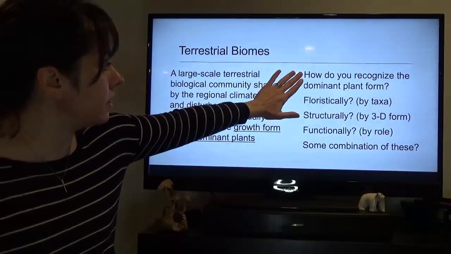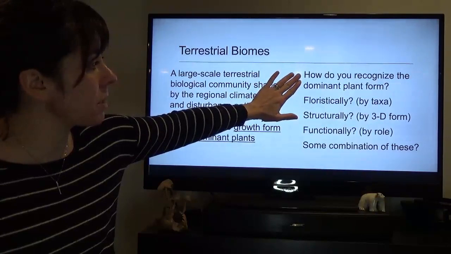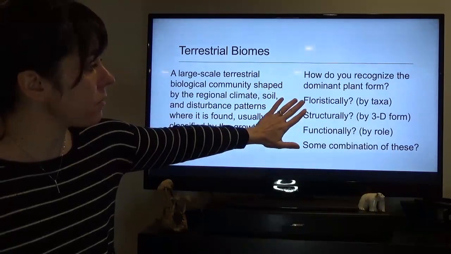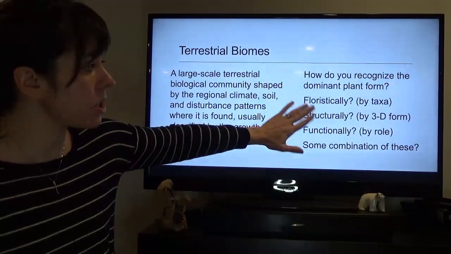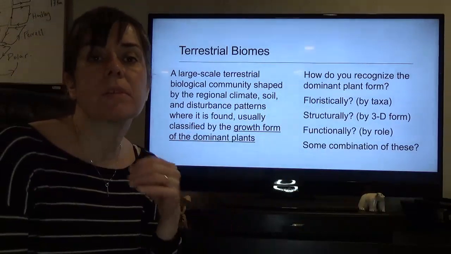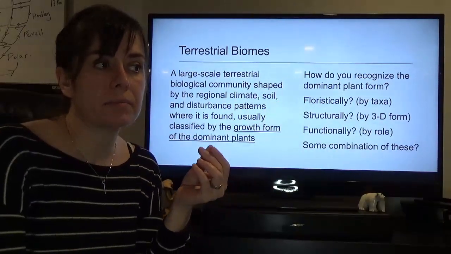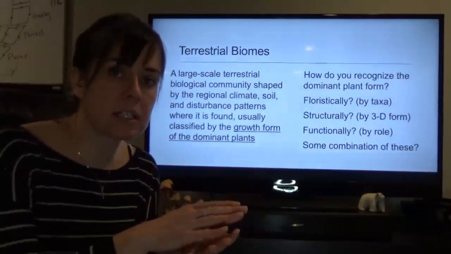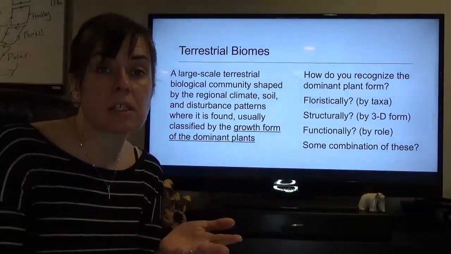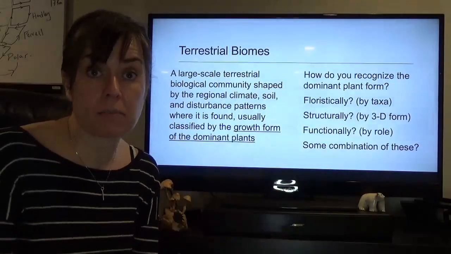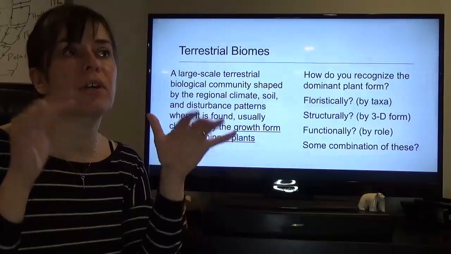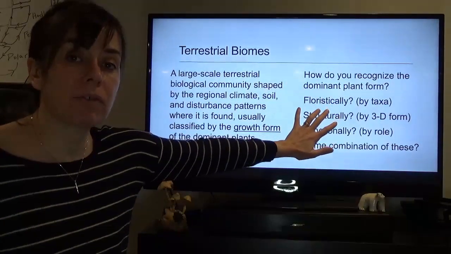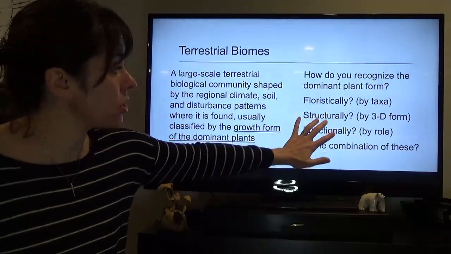Okay, so how do you recognize the dominant plant form? There's various ways. First of all, this can be a floristic recognition. In the very simplest terms, we distinguish between conifer or gymnosperm dominated temperate forests and deciduous or angiosperm dominated temperate forests, just as an example of a very high level of taxonomic or floristic separation of different vegetation communities.